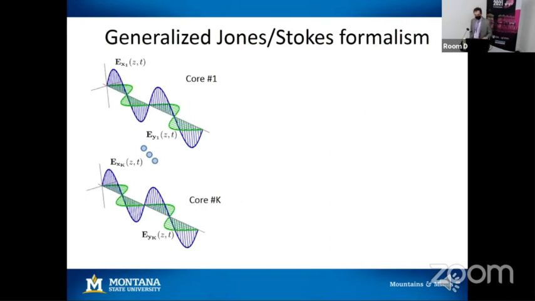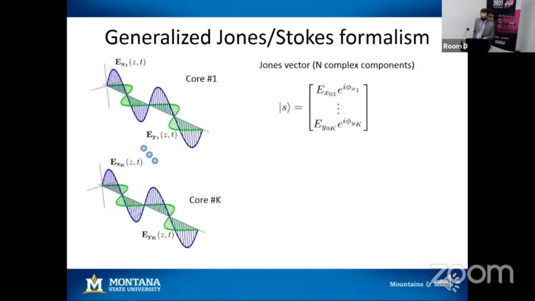Okay, here are the waves from the previous picture over the K cores. And we can write the amplitudes and the phases in a generalized Jones vector. And then we can go into the Stokes space because this vector is complex and cannot be measured directly with direct detection, only with coherent detection. I want you to notice that the Jones vector has n complex components, and these components depend on 2n real parameters, the amplitudes and the phases.